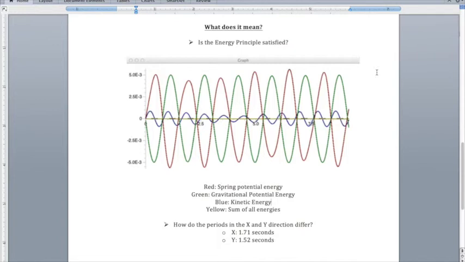And how do the periods in the x and y direction differ? We found the period for the x direction to be 1.71 seconds and the y direction to be 1.52 seconds. Now, the only reason why these two differ is because gravity acts in the negative y direction, but it does not affect the x component of the speed of the spring. So the only reason that these have two different periods is because there's an asymmetry of forces acting upon the weight in the x and y directions.